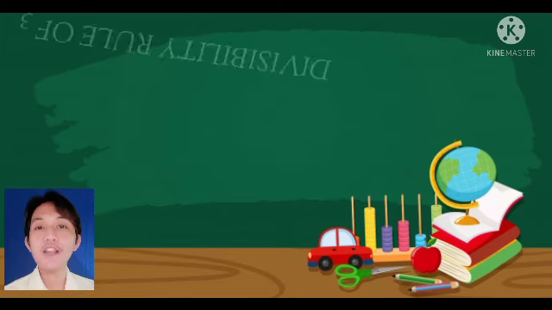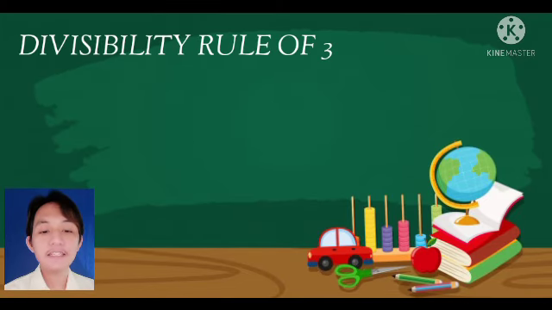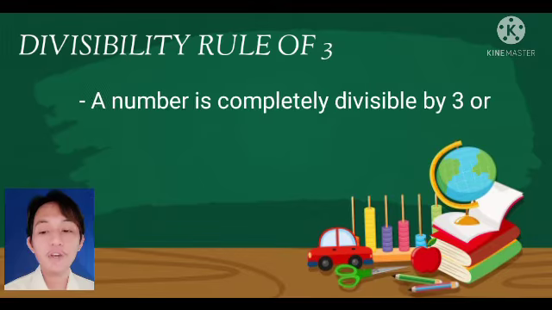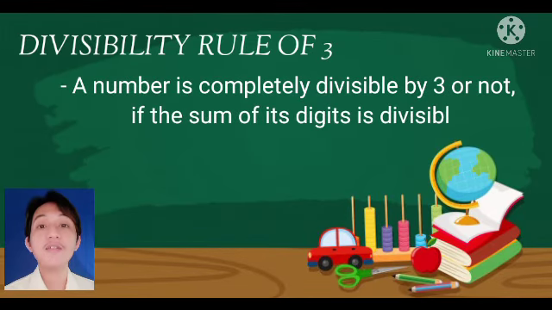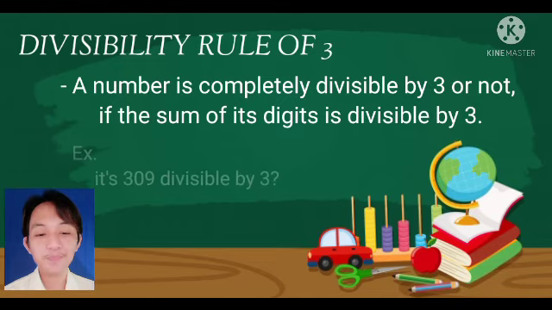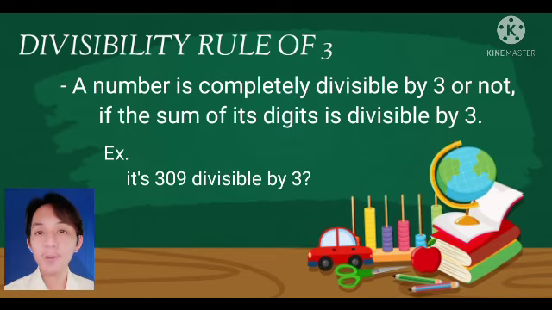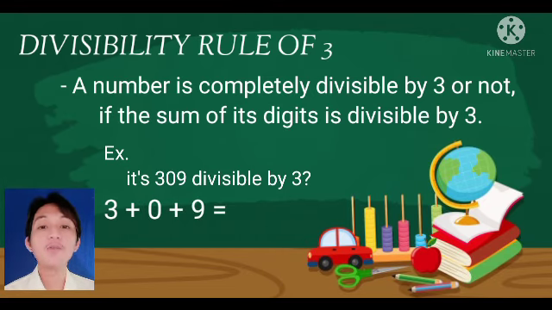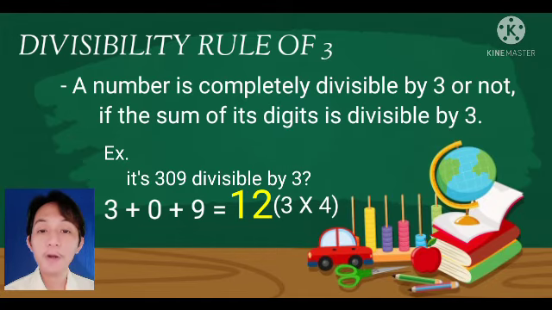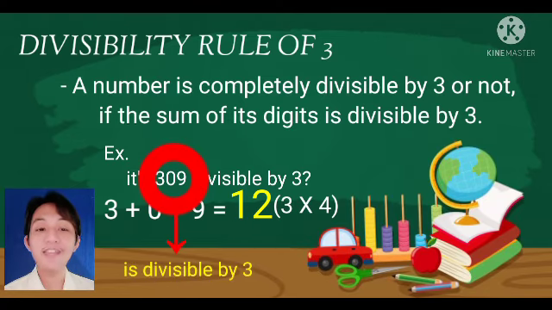Let's proceed to the divisibility rule of 3. It states that a number is completely divisible by 3 if the sum of its digits is divisible by 3. For example, is 309 divisible by 3? To check, we need to get the sum of the digits of 309. We add 3 plus 0 plus 9 equals 12. And we know 12 is a multiple of 3. Therefore, the original number 309 is also divisible by 3. And that's the divisibility rule of 3.